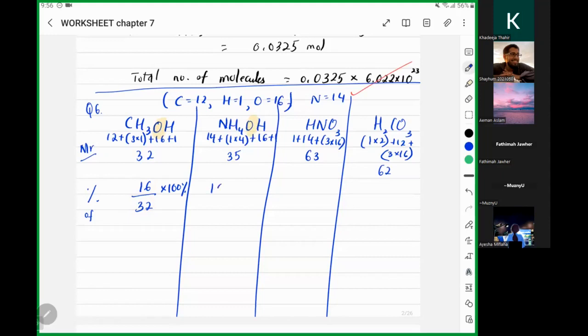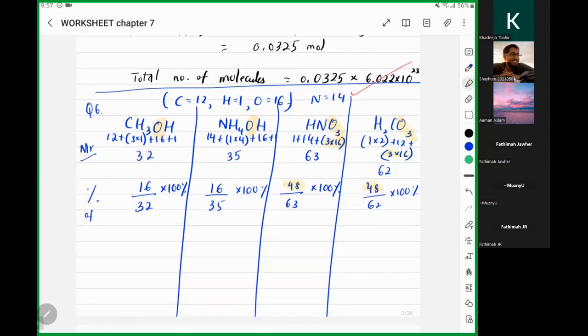You just have to find out what is equal, right? 16 over 35 into 100%. Here it's a larger value, something over 63 into 100%. 3 into 16, so it should be 48. Here also it's a larger value, 48 over 62 into 100%. Do you get how I got this? Why did I take 48? Because there are 3 oxygens. So 3 into 16.